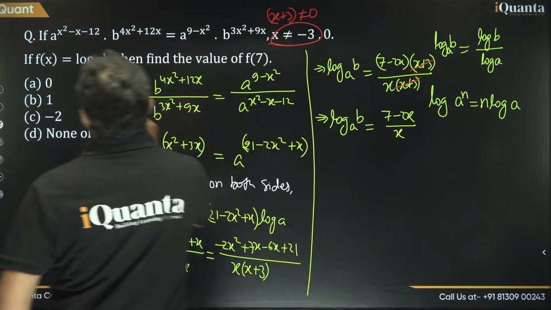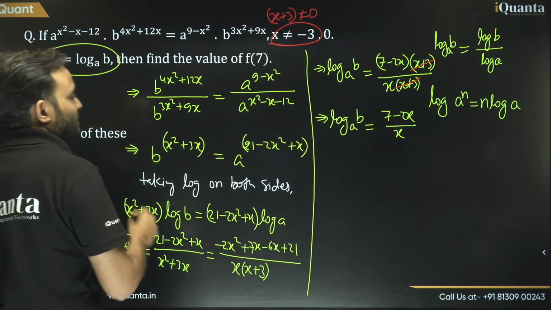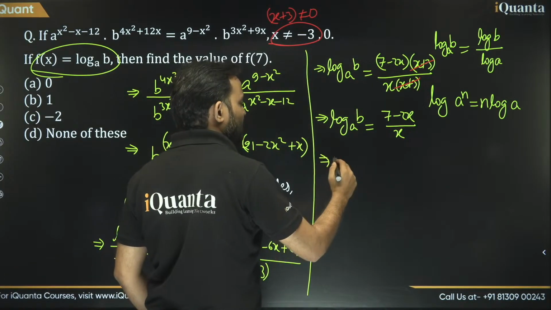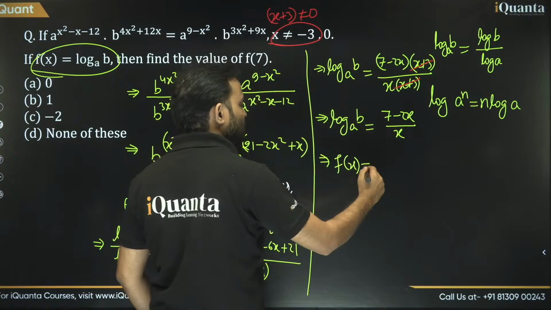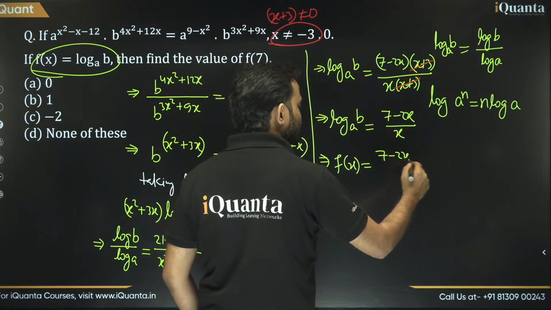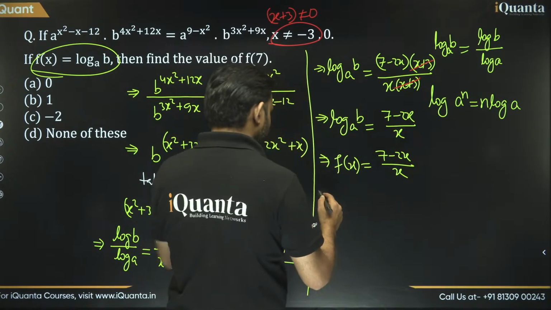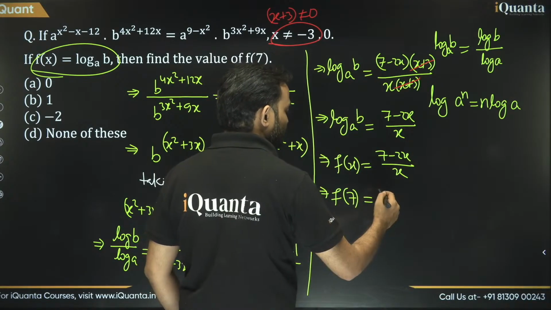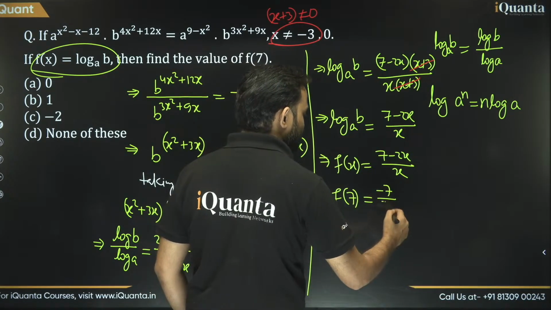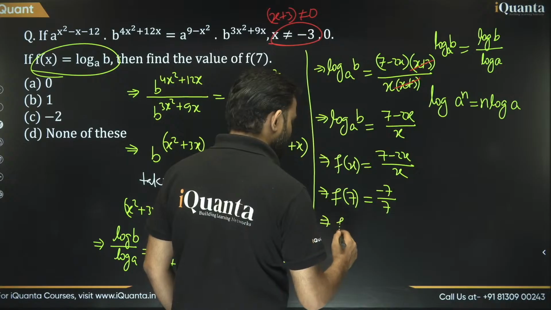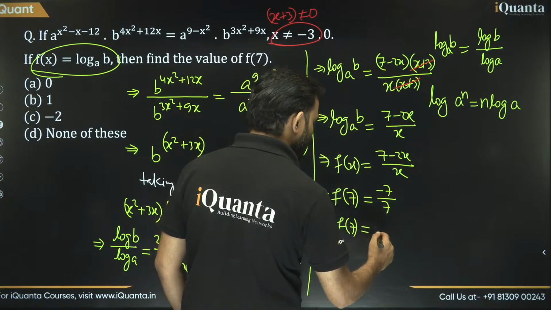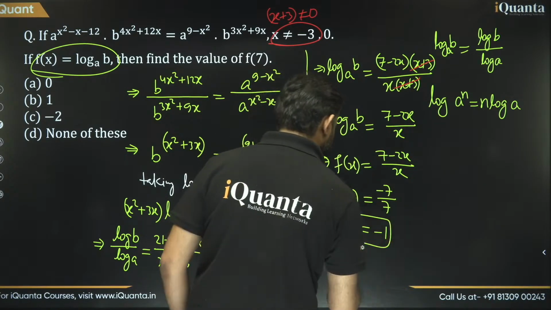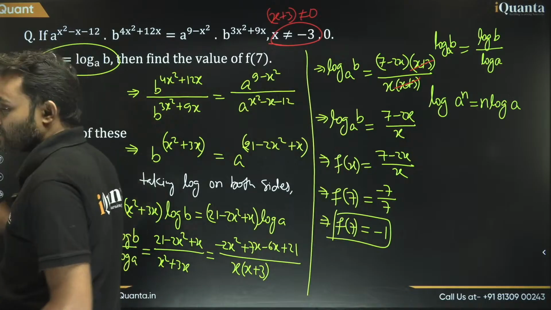Now it says f(x) is equal to log b base a, right? So we can say that f(x) is equal to 7 minus 2x upon x. So we need to find f(7). So f(7) will become minus 7 divided by 7, or we can say f(7) is equal to minus 1. So our answer is option D.